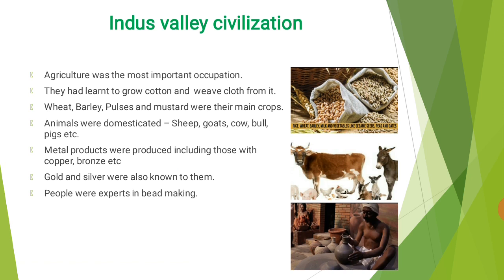The layout of the town reveals the existence of an administrative class. The people of this place may have used expensive items like gems and jewelry. Gold and silver were also known to them. Metal products were produced, including those with copper and bronze, etc. People were expert in bead making skills.